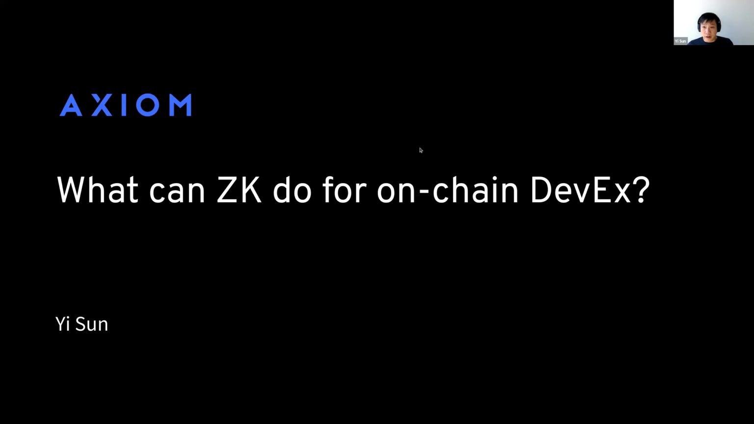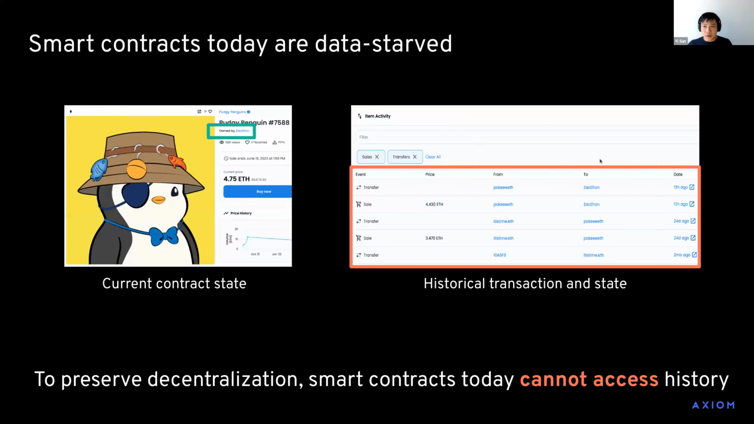So today I wanted to talk a lot about a slightly off the beaten track topic, which is what ZK can do for developer experience for on-chain applications, and our perspective on that at Axiom. So to kick off, I wanted to talk about some of the motivation we had for even starting Axiom, which is when we looked at smart contract applications, we found that they're really data starved.